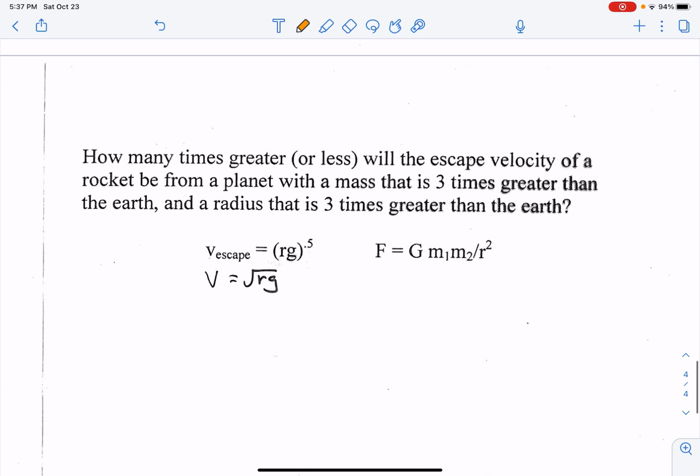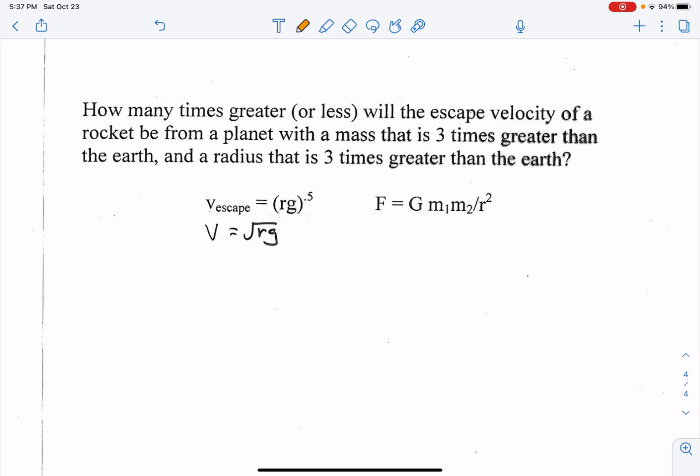Now we have one more problem. How many times greater or less will the escape velocity of a rocket be from a planet with a mass that's 3 times greater than the Earth and a radius that's 3 times greater than the Earth? And again, remember that volume is proportional to an object's mass, and it's also an inverse square law because of Newton's universal law.